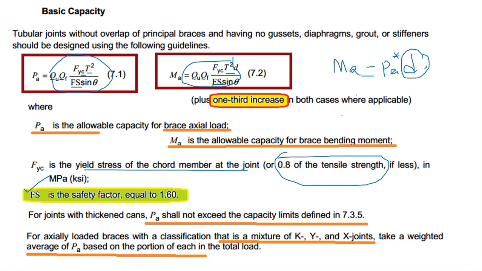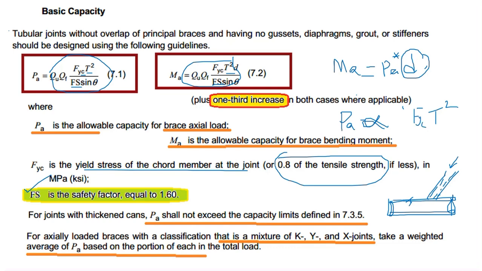Suppose we increase the thickness. The PA value is directly proportional to T squared. If you increase the can thickness, this is the can member, it will also increase the allowable capacity. This is the brace and this is the can member. So if you increase the thickness T, you can increase the allowable load on this brace. It is directly proportional to thickness squared, and also to FYC, the yield value of this can member. If the can yield value increases, the allowable load also increases.